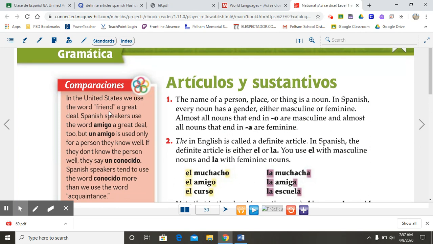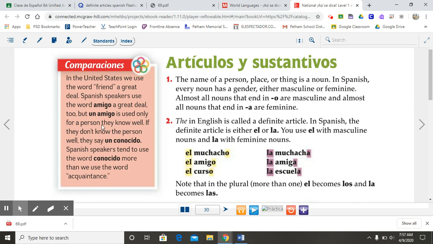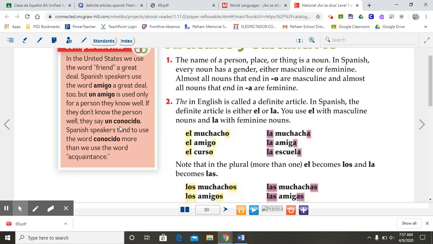Comparaciones. In the United States, we use the word friend a great deal. Spanish speakers use the word amigo a great deal too, but un amigo is only used for a person they know well. If they don't know the person well, they say un conocido. Spanish speakers tend to use the word conocido more than we use the word acquaintance.